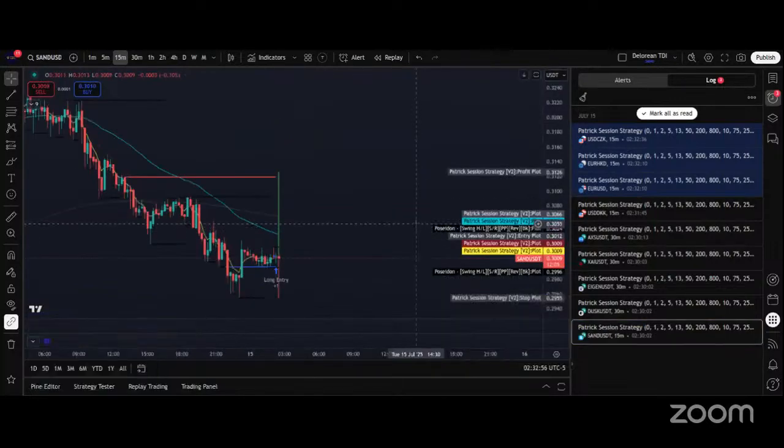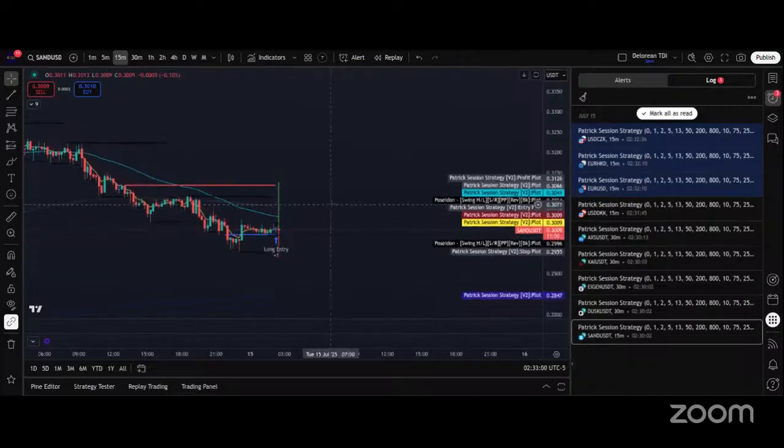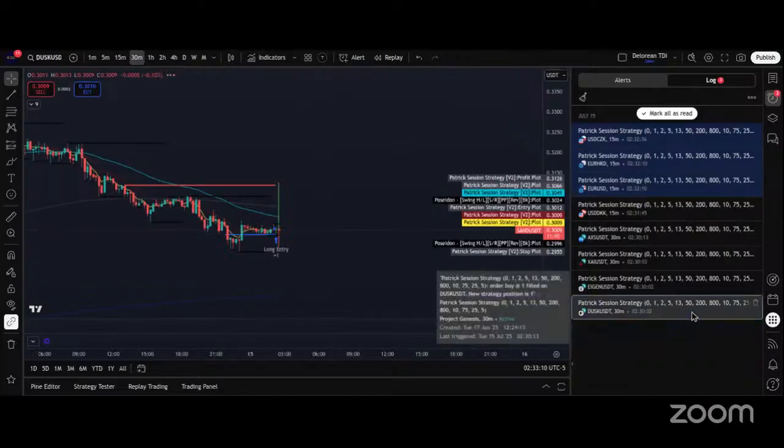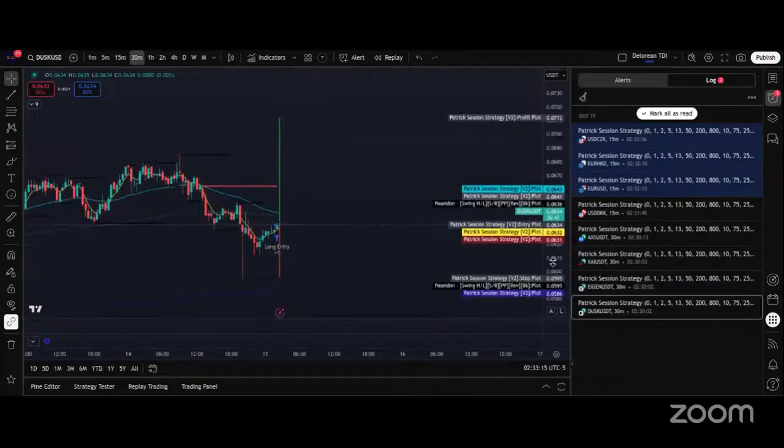We have SAND versus Tether. In this case, we have gray, aqua, blue. That's a consolidation. Price is moving sideways. We won't take that particular trade. We have DUST versus Tether. We have aqua, gray, blue, but price is below the aqua and the gray. Those serve as major areas of resistance. We won't be taking that particular trade.